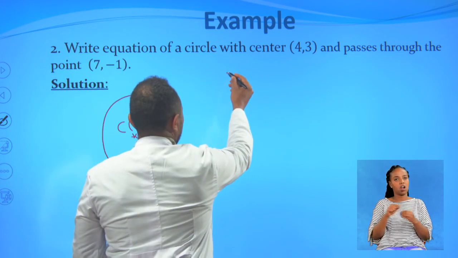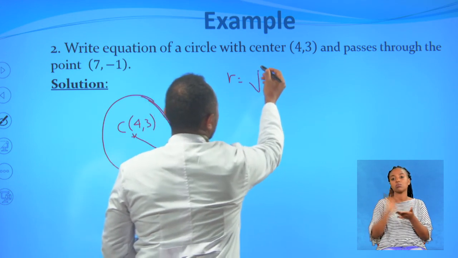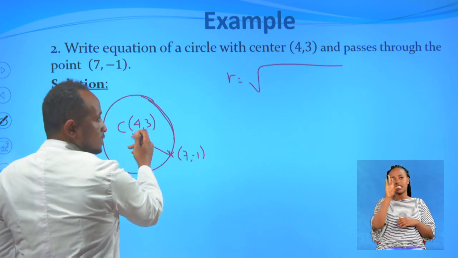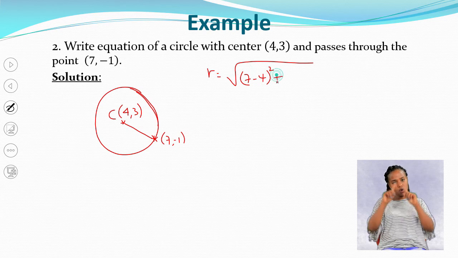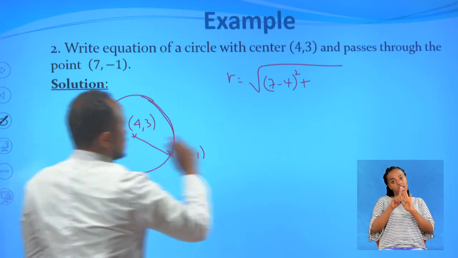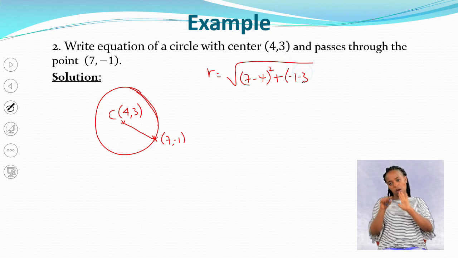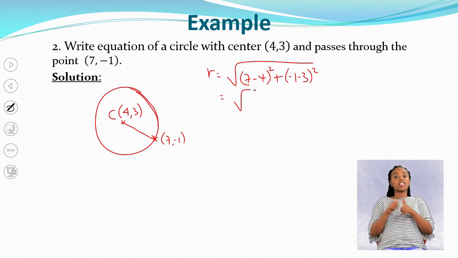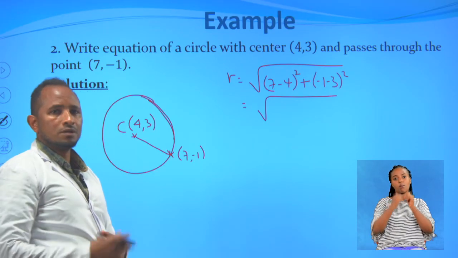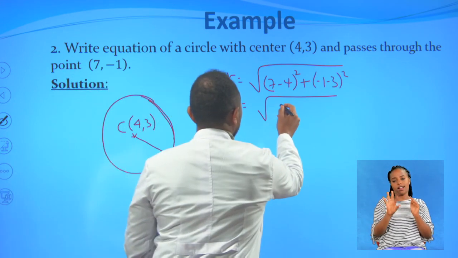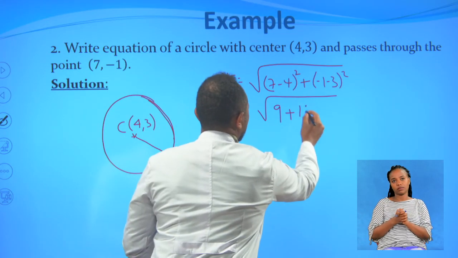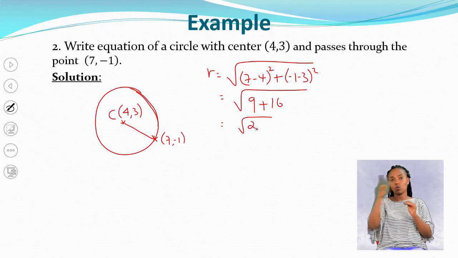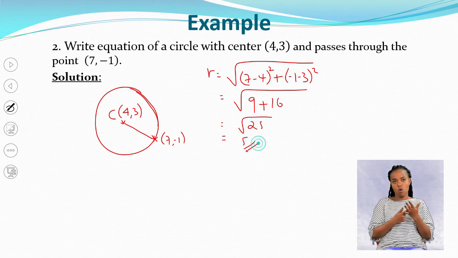Therefore, r, the radius, is equal to the distance between the two points. It is the square root of 7 minus 4 squared plus negative 1 minus 3 squared. 7 minus 4 is 3, and 3 squared is 9. Plus negative 1 minus 3 is minus 4, and when you square it, 16. So this is equal to the square root of 25. So the radius is 5.